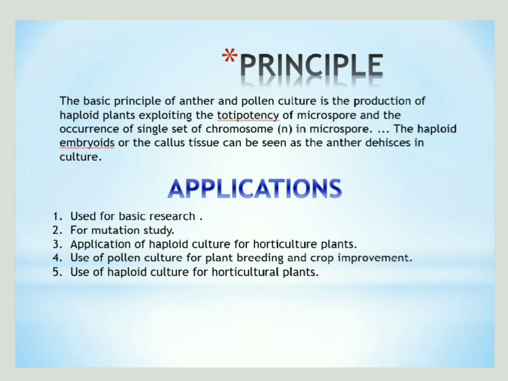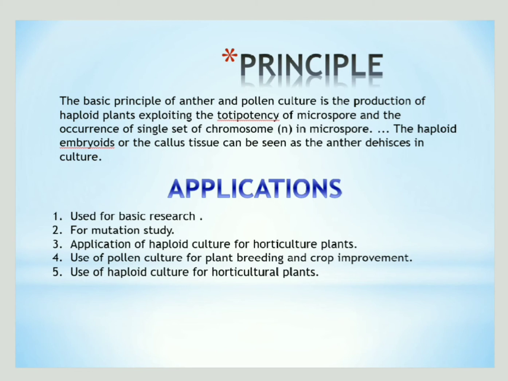Now coming back to the principle, the basic principle of this pollen culture is the production of haploid plants. I have already told you about the haploids in the previous videos. These haploid plants exploit the totipotency of the microspore and the occurrence of a single set of chromosomes in the microspore. Microspore means the pollen only. Totipotency means the capacity, the ability of a cell to develop into a whole plant.